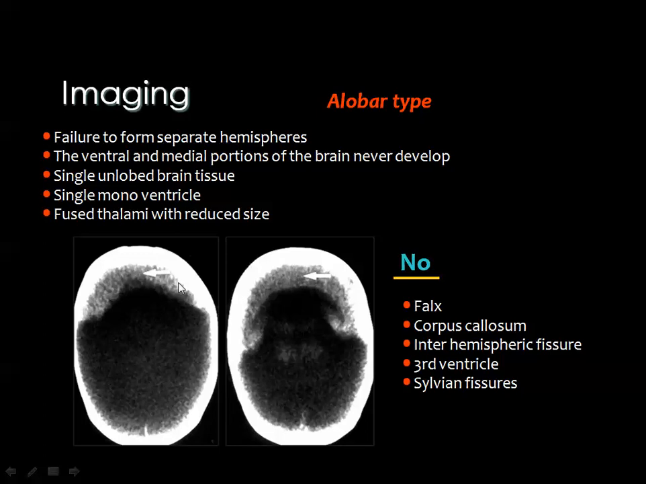The remaining brain tissue is not differentiated into two cerebral hemispheres, and this arrow points to the region where the interhemispheric fissure should be, and also the falx should be present here, but there is no differentiation or failure of separation of the brain tissue into two separate hemispheres. Then you get a single brain tissue, a single monoventricle, and fused thalami with reduced size.